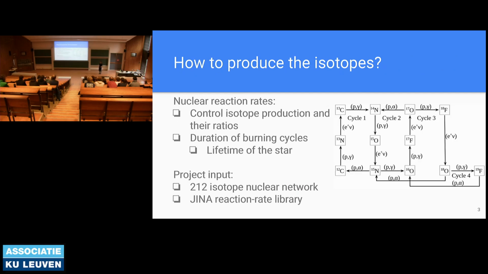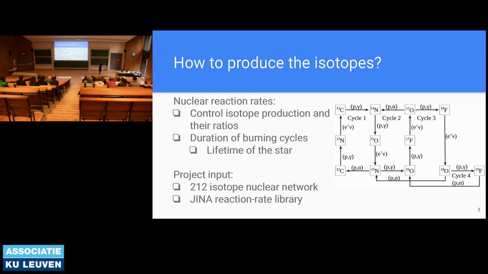So the first part is how do we produce isotopes? And for this we need nuclear physics. We look at nuclear reaction rates, which basically tell us how fast one isotope is turned into another at which temperatures and density. For simplicity, we generally forget about the density and only look at temperature. And so the nuclear reaction rates control the isotope production, they control the ratio between the different isotopes, and also they determine the duration of the burning cycles. So they control the lifetime of the star.